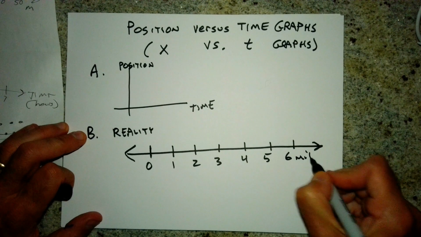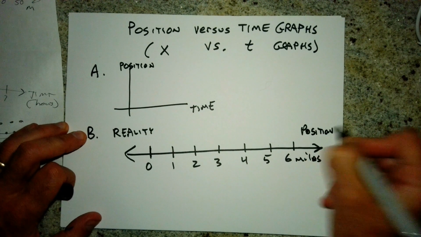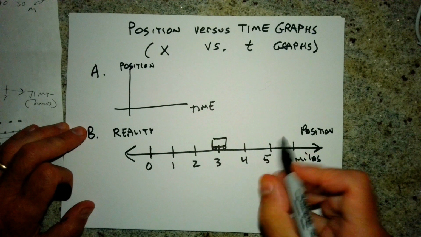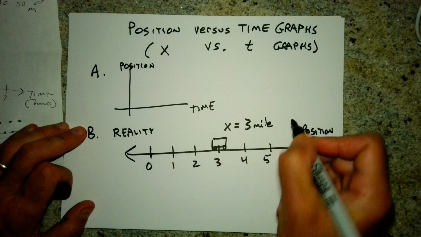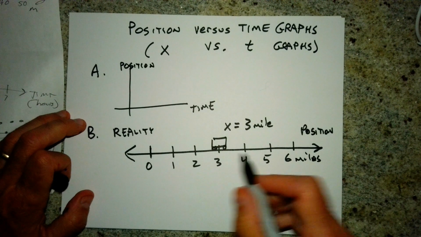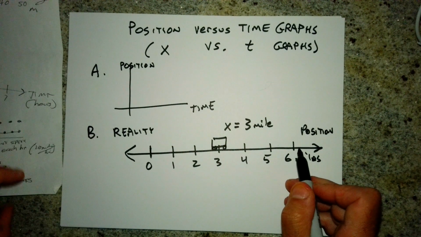And these are miles on a highway, and that's how we tell where a car's position is. So, for example, if the car is sitting right here, we say its position, we use the letter X for that, is 3 miles. It's at the 3-mile marker. And if you're on a highway and you pay attention to the exit signs, you'll see the exits have numbers. That tells you which mile marker you're at on the highway.